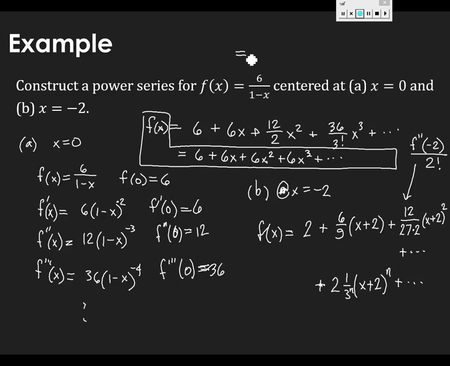Can I write this as, what would I have to do down in the bottom if I wanted an x plus 2 here? What would I have to put here? I'd have to have a 3, yeah? Is that the same denominator? Okay. And then if I divide by 3 everywhere, top and bottom, I get 2 over 1 minus 1/3 x plus 2. Does that look familiar now?